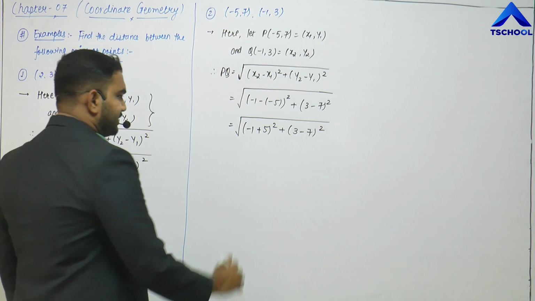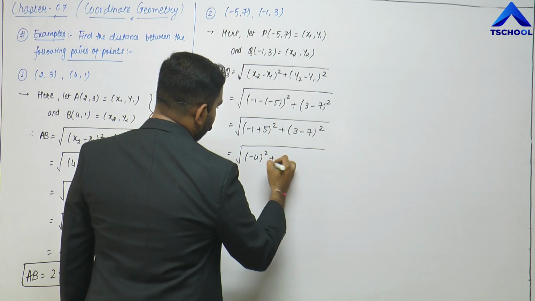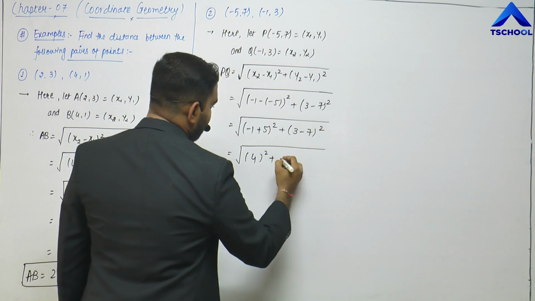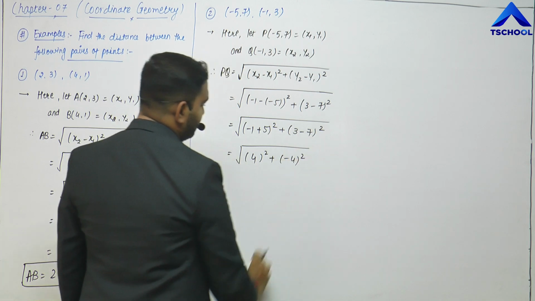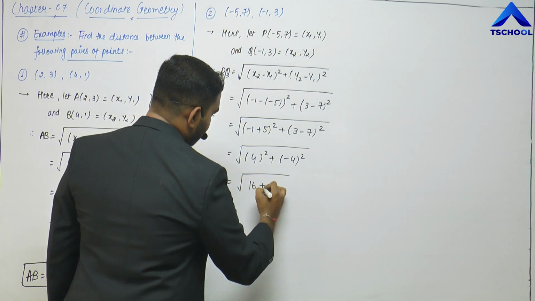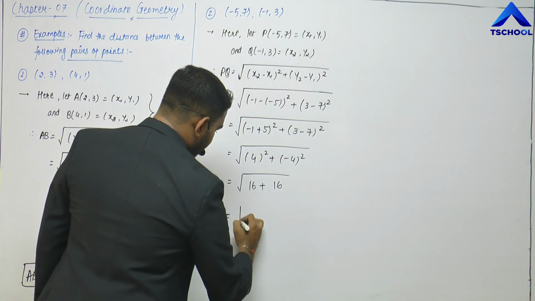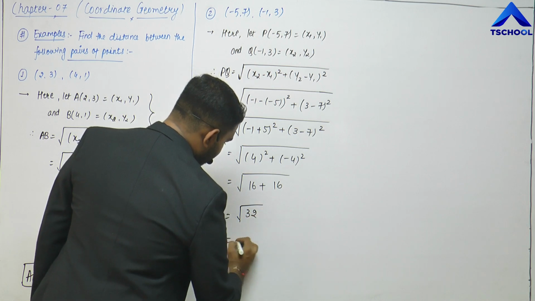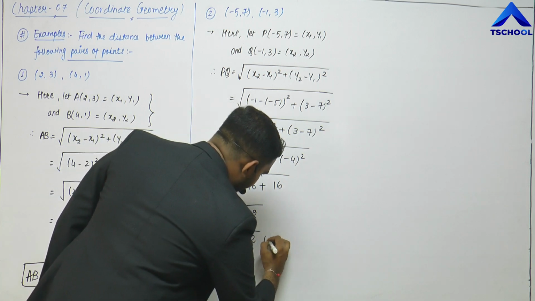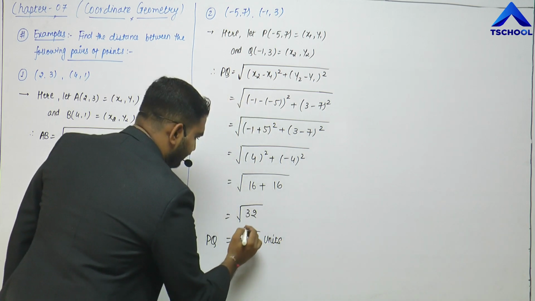Now minus 1 plus 5, that is 4, whole square plus 3 minus 7, that is minus 4 whole square. What is 4 square? 16, plus what is minus 4 square? That is also 16. 16 plus 16 is square root of 32, which is equal to 4 root 2, right? So the distance between P and Q is 4 root 2 units.